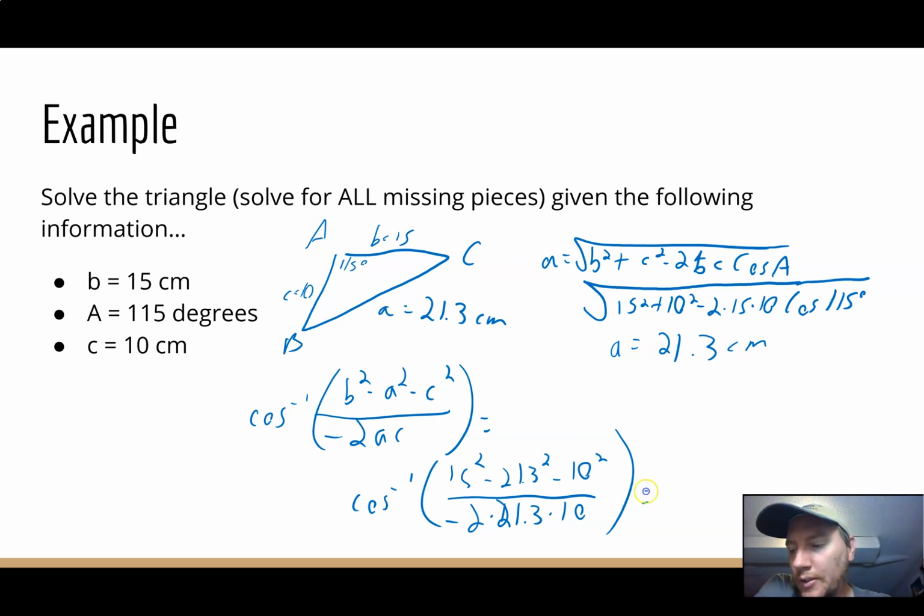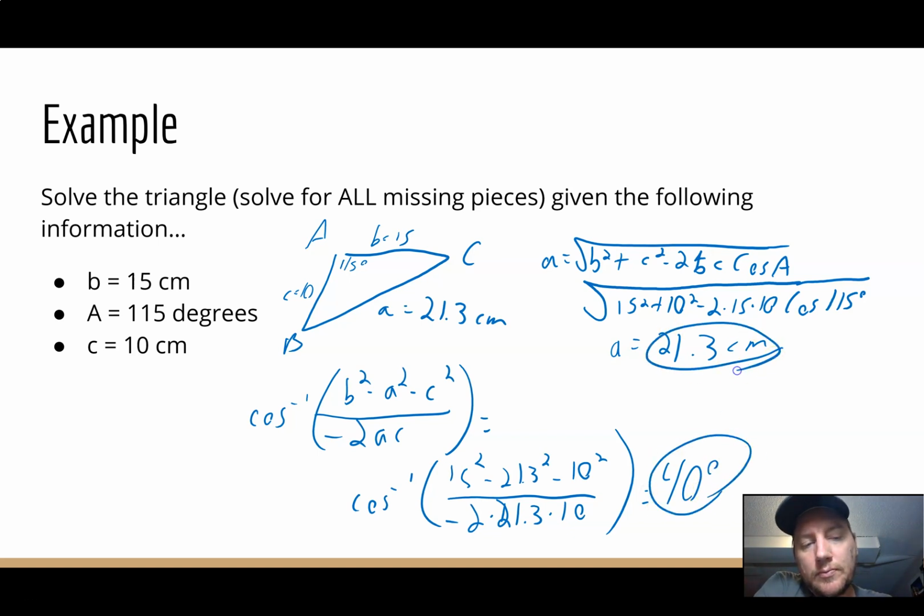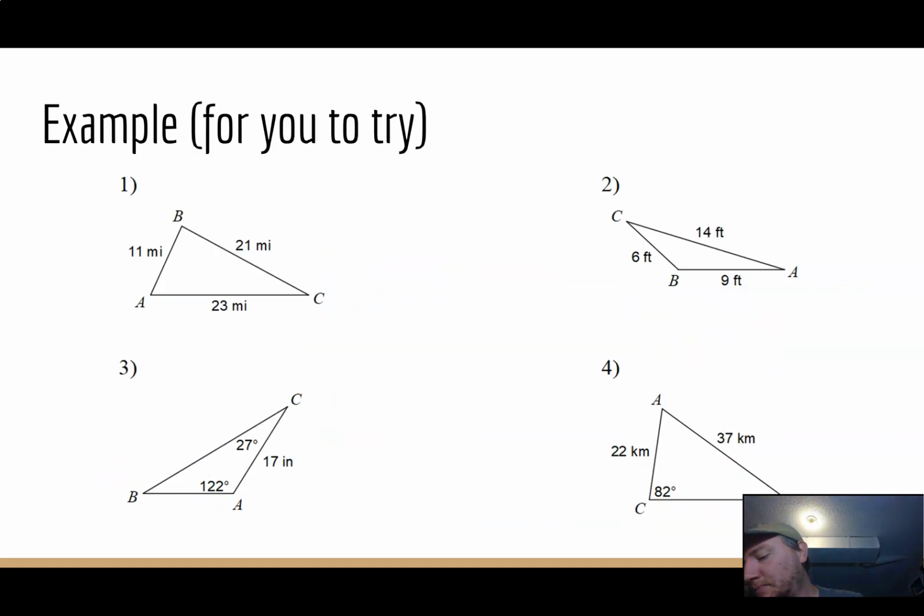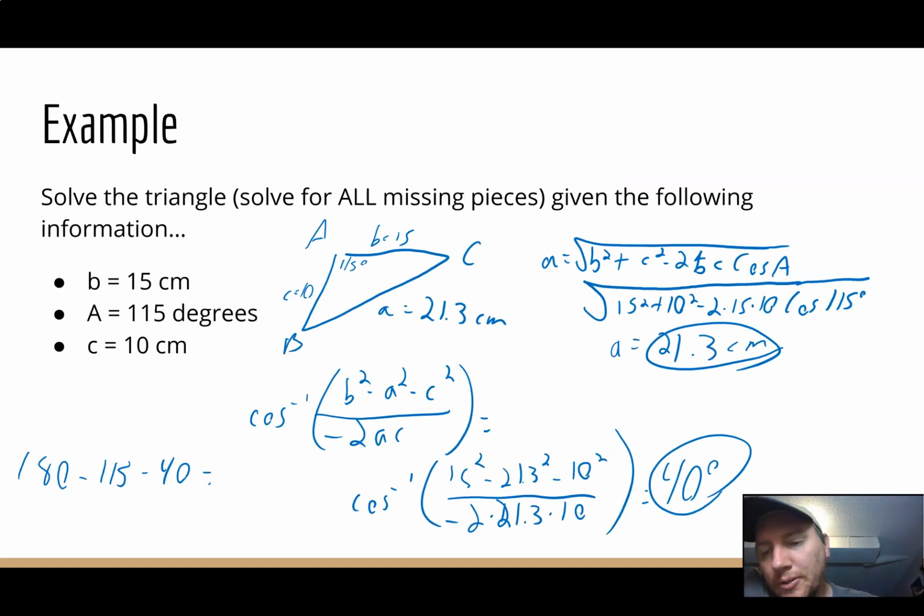And I get 39.5, so let's say 40 degrees as my B. And now I've got two angles, so solve for the third. 180 minus 115 minus 40 is 25 degrees. Whoops, 25 degrees. That was my other missing measurement. So at most, you have to do law of cosines twice on these, and then don't forget you can subtract from 180 to find a third missing angle.